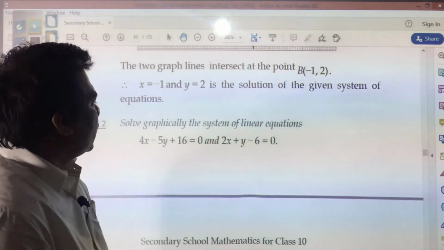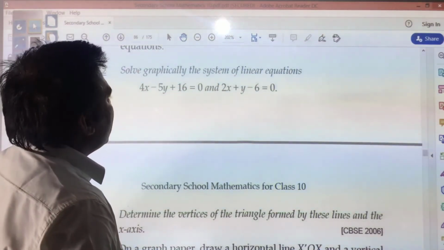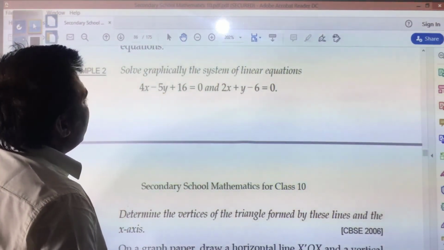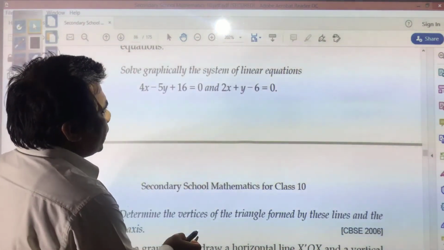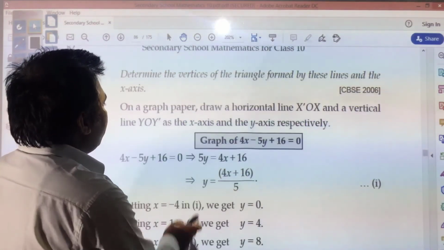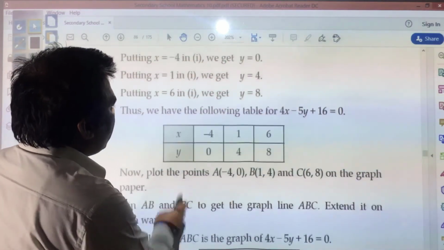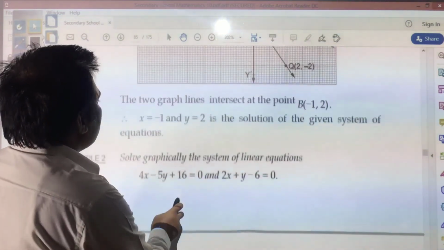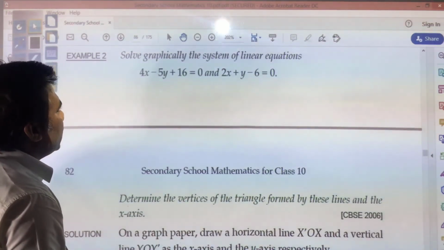Second question, you see: solve graphically the system of linear equations 4x minus 5y plus 16 is equal to 0 and 2x plus y minus 6 is equal to 0. So, this is to be done in the same way. Just see how we will solve. We have two equations, 4x minus 5y plus 16 is equal to 0.